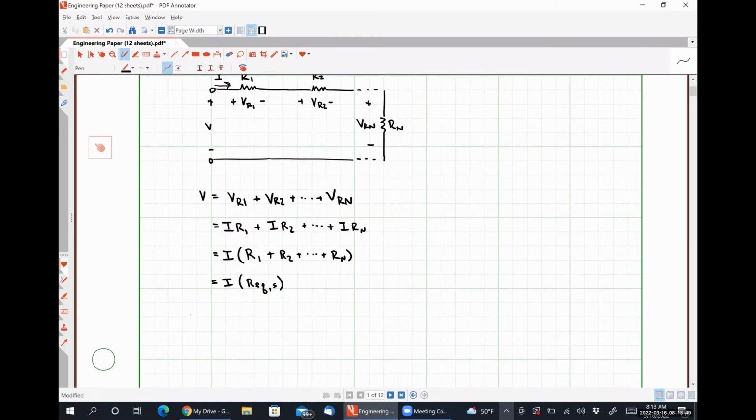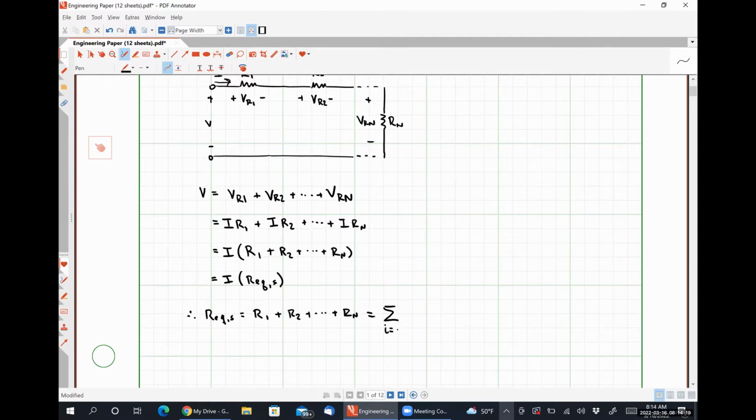So from this, we can say that REQ sub S is simply R1 plus R2 all the way out to R sub n, or using summation notation, the equivalent resistance when we have resistors in series is simply the sum from i equal to 1 all the way to n of R sub i. So this is a long mathematical description for something that you all already know. Resistors in series just add directly. Okay. We've just formalized that description by applying our circuital law.